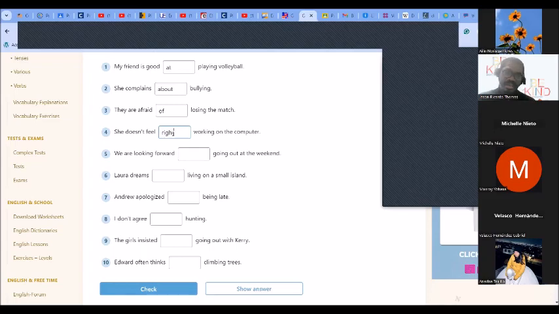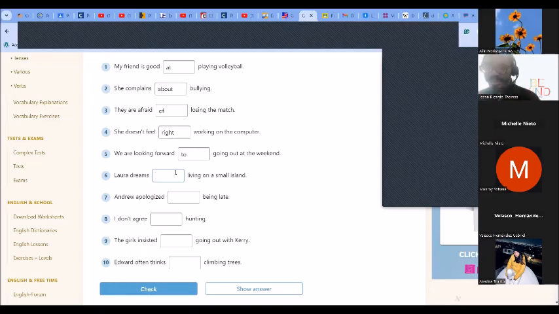This would be a better answer. She doesn't feel right working on the computer. Ella no siente bien trabajando en la computadora. Sí es una oración bien hecha, aunque no creo que están buscando right. All right, let's keep going. Gabo. We are looking forward to going out at the weekend. Forward to. For, all right, that could be.